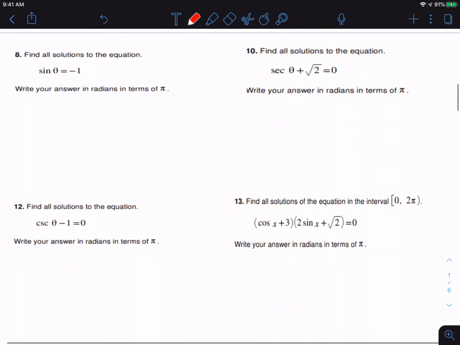Okay, so notice this one. Is there a restriction on our interval?